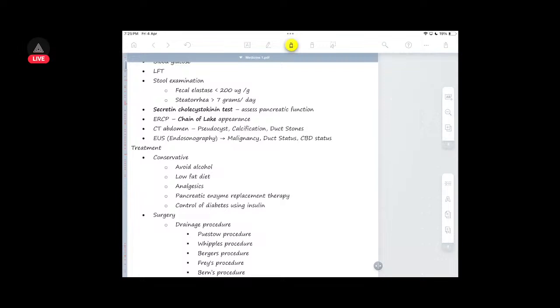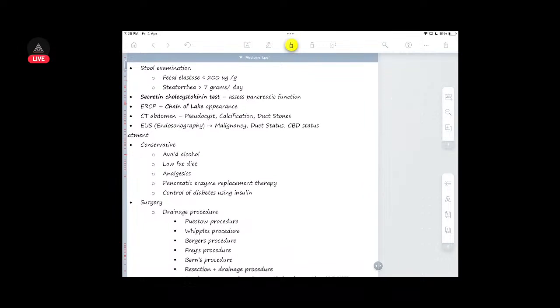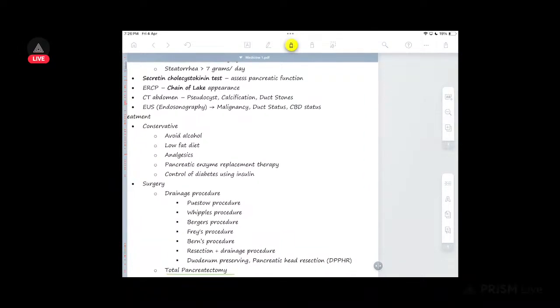In CT abdomen, computed tomography abdomen, you have pseudocysts, calcification, and ductal stones. With CT abdomen, you can diagnose them. EUS is endosonography: you look for malignancy, duct status, and common bile duct status.